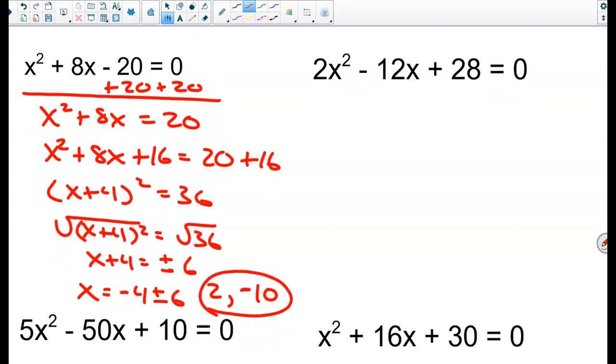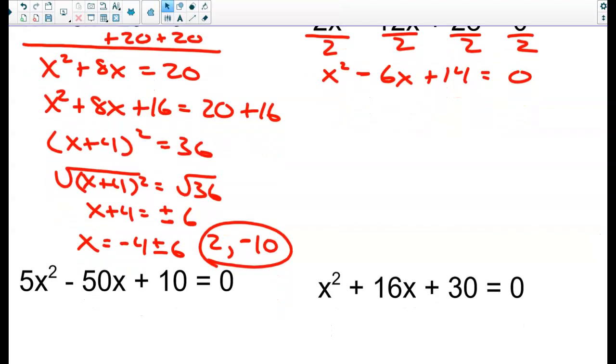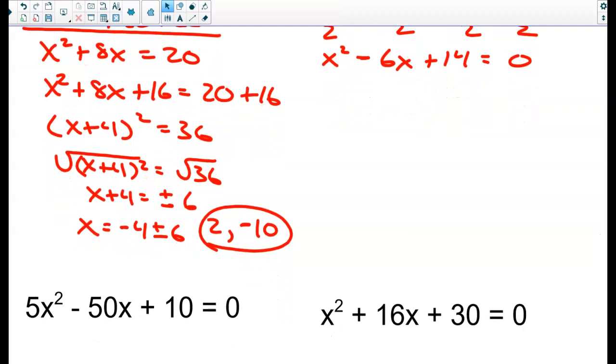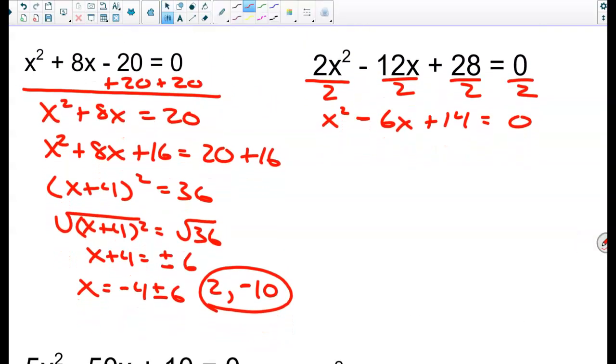Second one, I don't have a 1 in front of x squared, so I need to get it. So we divide everything by 2 first, including the 0. Even though it doesn't have a major effect on the problem, it's still good habit and good math technique that if I divide something by 2, I've got to divide everything by 2. I've got to be consistent.